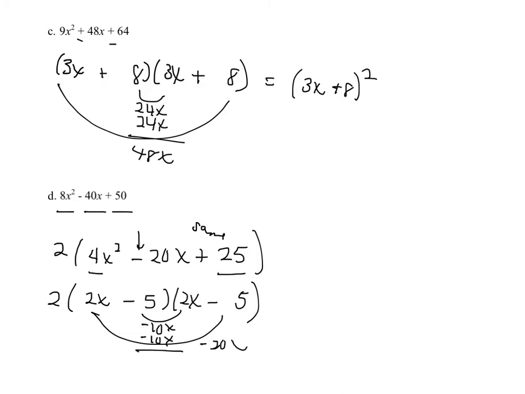Negative 20x. Perfect. Level of sophistication comes into play. 2x minus 5 quantity squared. Notice this was a two-step problem. I had to factor out the 2 first, write down what was left, and then factor from there.